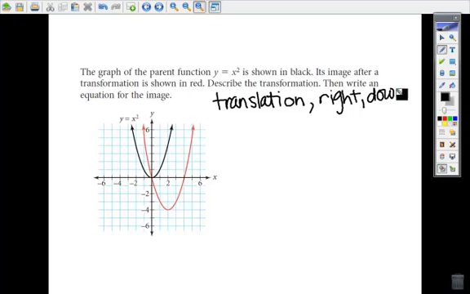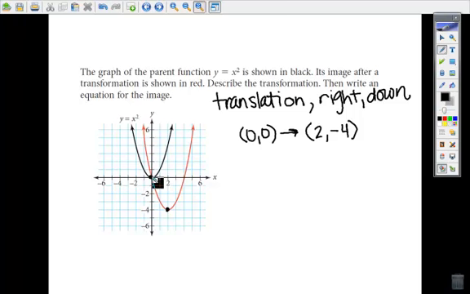Or down and right, either way you want to think about it. And now let's use a little bit more specific information. So I like to look at the vertex. The vertex of the parent function, as I told you before, is always at 0, 0. But then when we look at our image, the vertex is at 2, -4. And so what you would be tempted to do right away is just to assume that it's increasing by 2 on the x and decreasing by 4 on the y. But you don't actually want to do that. You want to check another point.